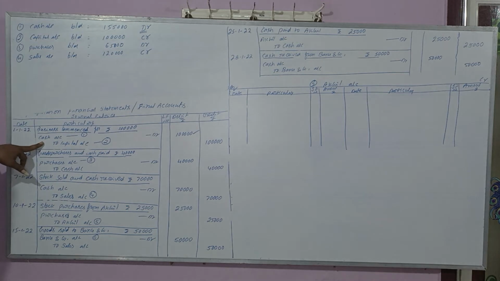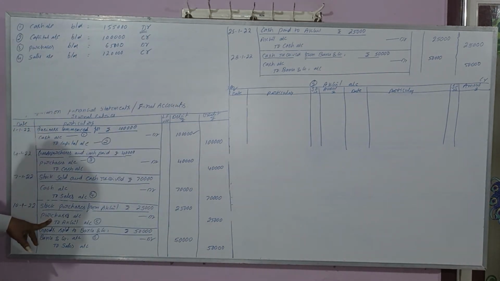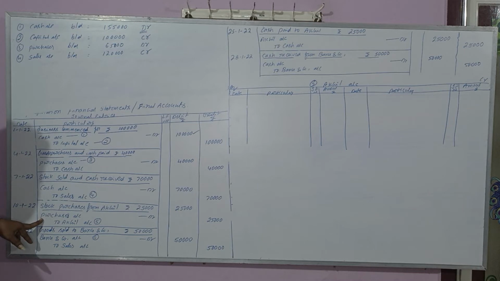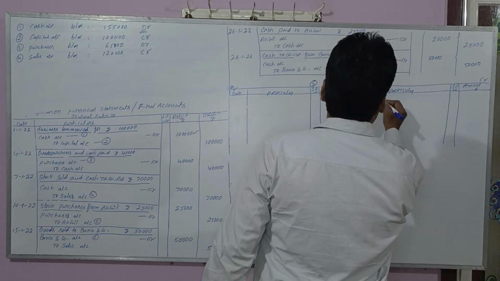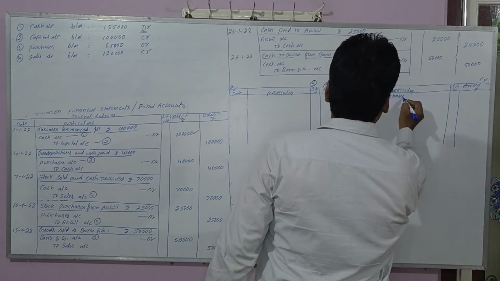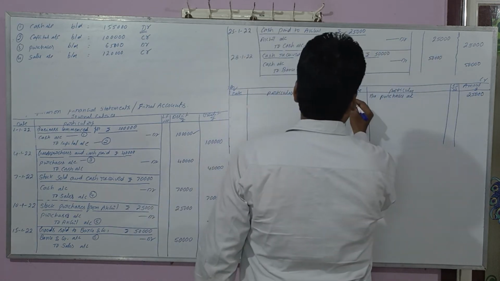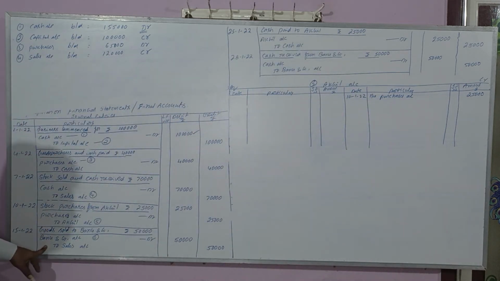Then in Akil account, there is no Akil account in first entry, second entry, third entry. In the fourth entry there is Akil account. Akil account is placed at credit, so we enter this entry into the credit side. But write by opposite concept, purchase. So that's why by purchases account 25,000. Then the date is 10/1/22.